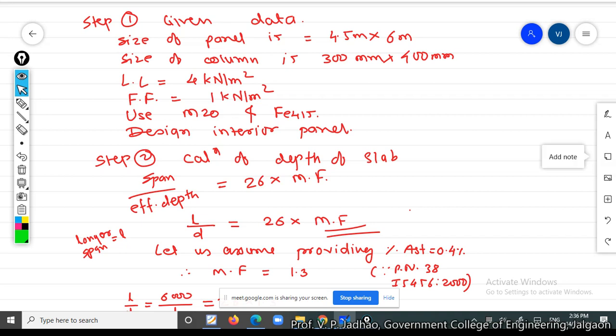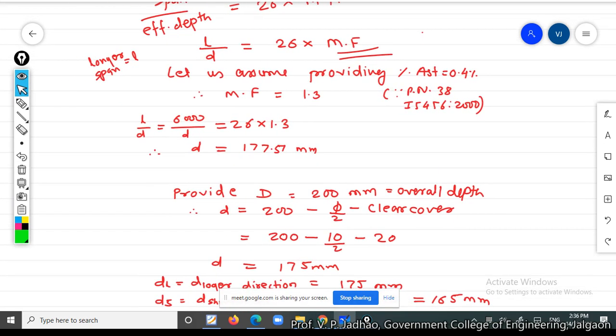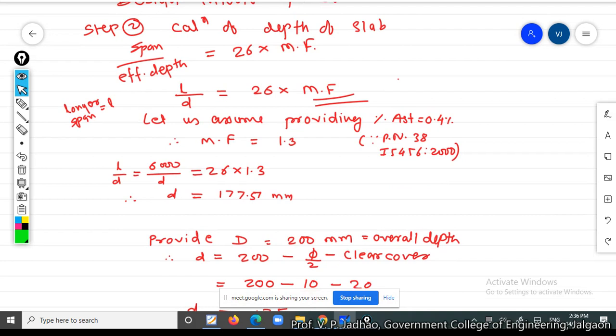In the last lecture we had come up to the calculation of depth of the flat slab. For that we use the span upon depth ratio. Span upon depth is equal to 26 multiplied by the multiplication factor. Why 26? This value is for continuous slabs. We assume that the percentage steel we are providing is equal to 0.4%.